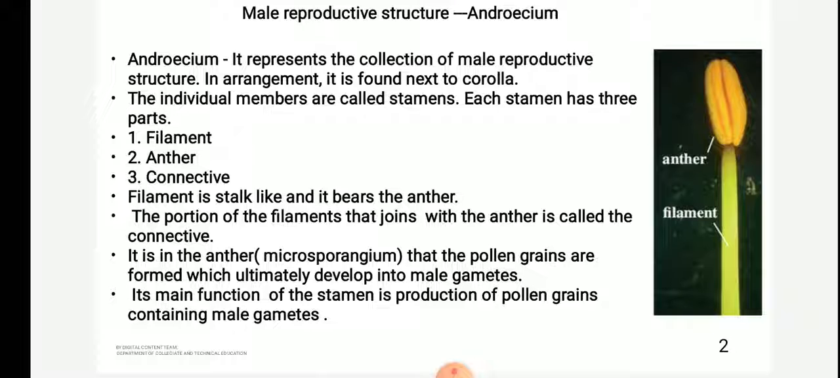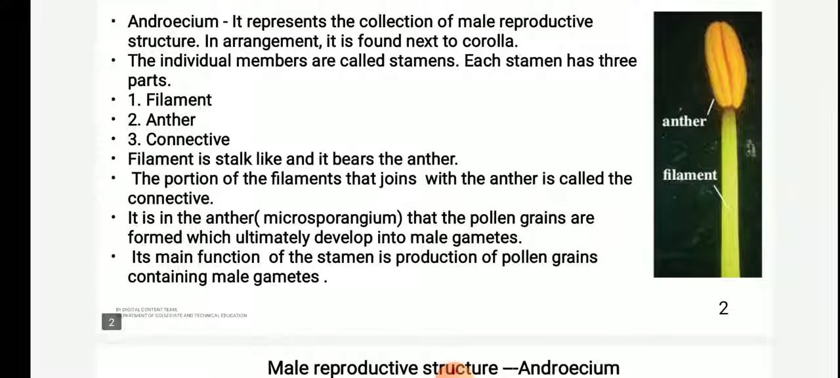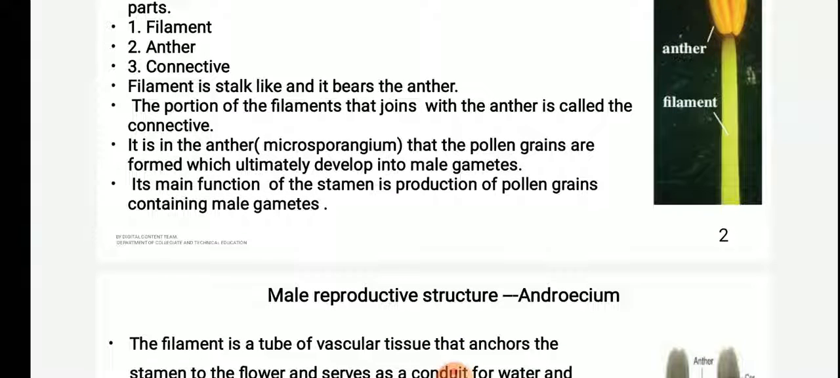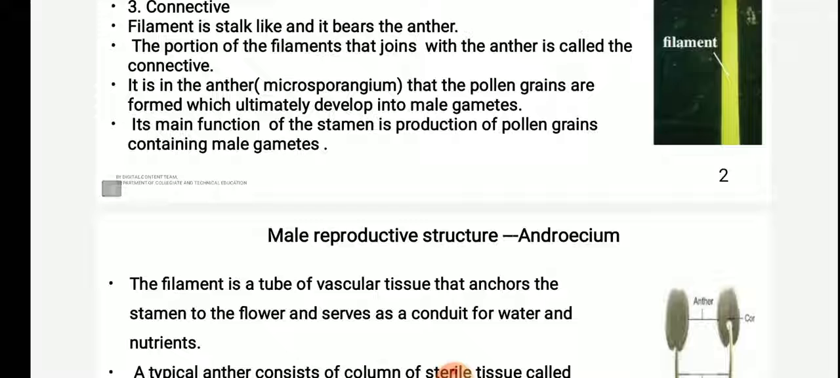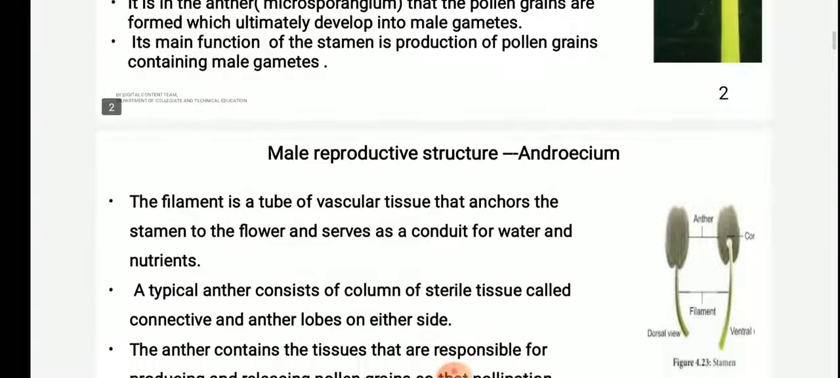So I told you the andrecium is nothing but the male reproductive structure, and the individual members are called stamens. Each stamen has three parts: the filament, the anther and the connective. Filament is stalk-like and it bears the anther. The portion of the filament that joins with the anther is called connective. It is in the anther that the pollen grains are formed, which ultimately develop into male gametes. The function of the andrecium is to produce pollen grains, which then change into male gametes.